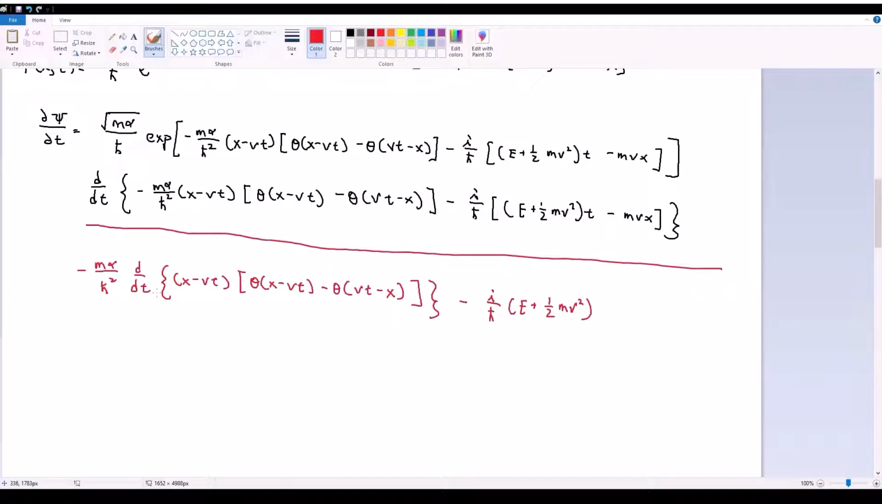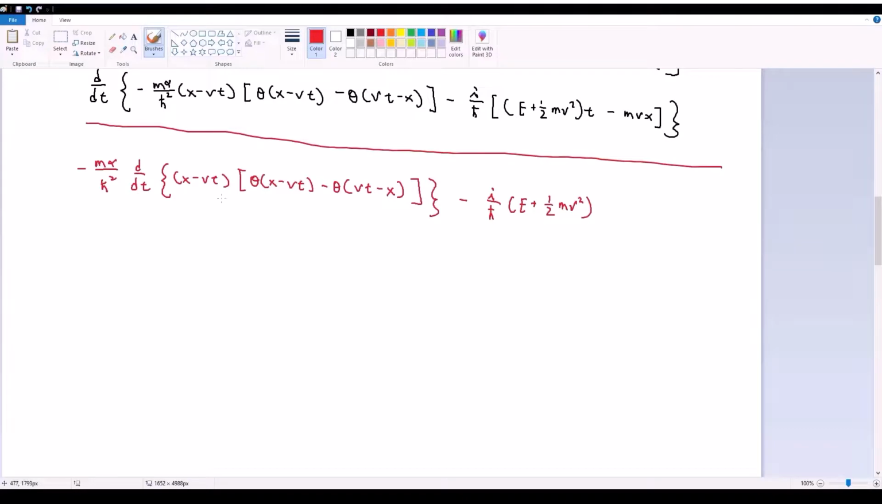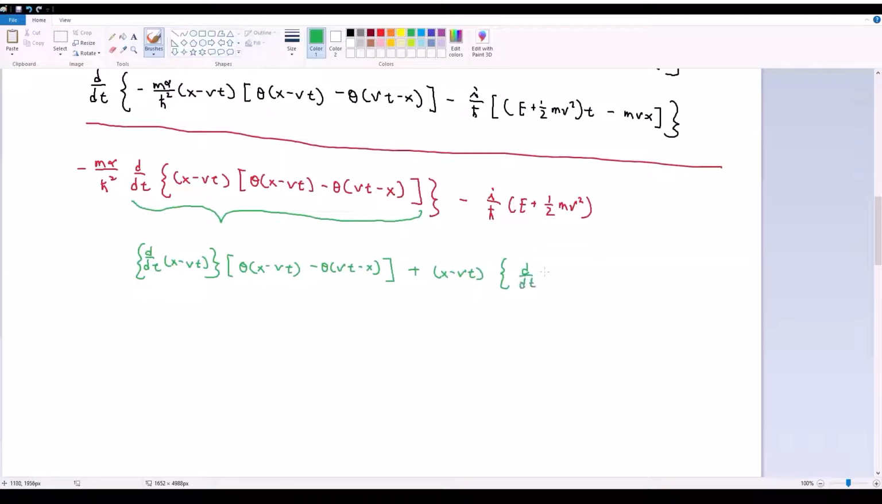So this expression over here is a little bit annoying. Let's see. So I'm going to use product rule here. What's this going to give me? Box prime times triangle plus triangle prime times box. This is going to give me d by dt of x minus vt multiplied by our signum function. And then added with x minus vt times d by dt of our signum function.